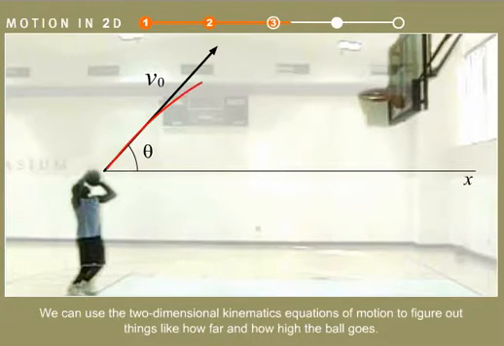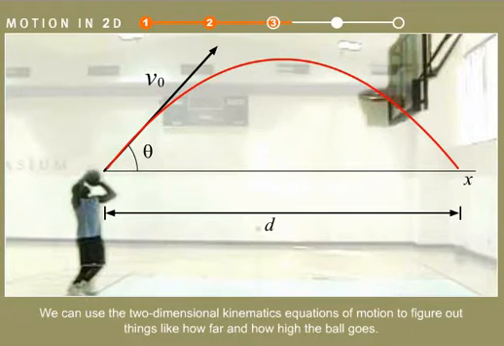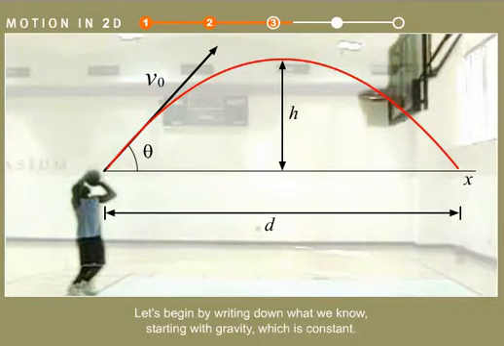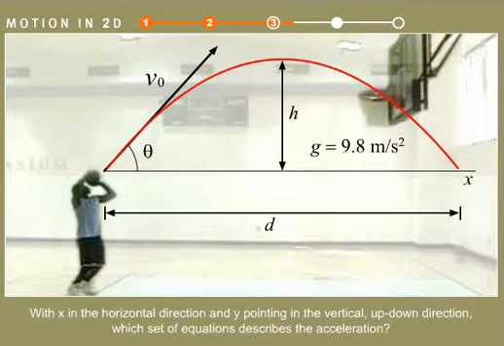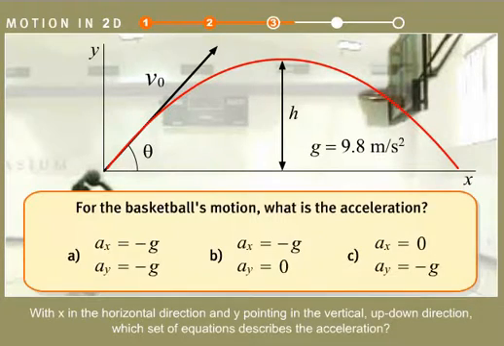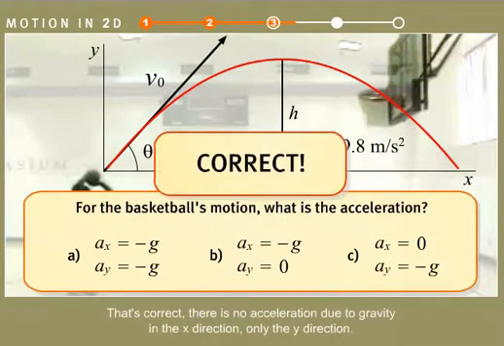We can use the two-dimensional kinematics equations of motion to figure out things like how far and how high the ball goes. Let's begin by writing down what we know, starting with gravity, which is constant. With x in the horizontal direction and y pointing in the vertical up-down direction, which set of equations describes the acceleration? That's correct. There is no acceleration due to gravity in the x direction, only the y direction.